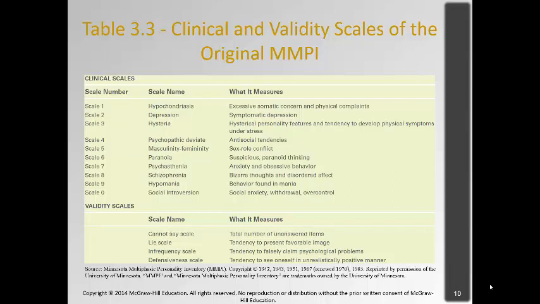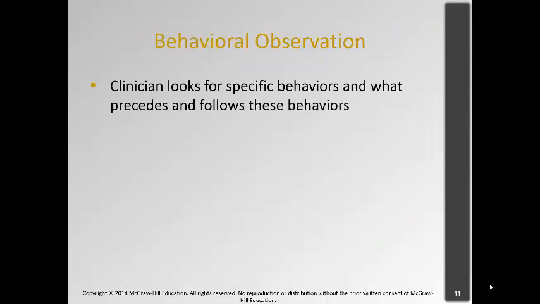It's kind of a rare item, and so people who are trying to fake bad might answer a lot of these kind of questions. And the defensiveness scale is a tendency for a person to perceive themselves in a very positive manner. So if these scales are above the normal limits, it could render the profile of the person invalid, and therefore you can't interpret the MMPI.